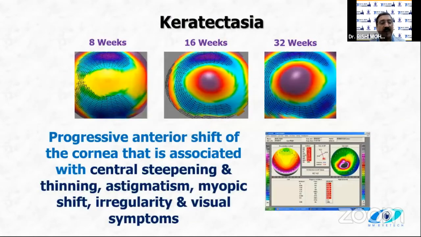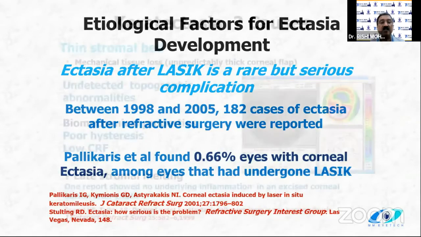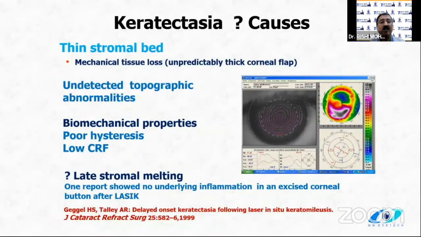So we all know what keratoectasia is. It's a progressive anterior shift with central steepening, thinning, astigmatism, myopia, irregularity, and then visual symptoms. It used to be fairly common. It has reduced, but the number of surgeries has gone up so much that we still do see our occasional ectasia patients, but it used to be almost 0.5% going back into the early years of refractive surgery.